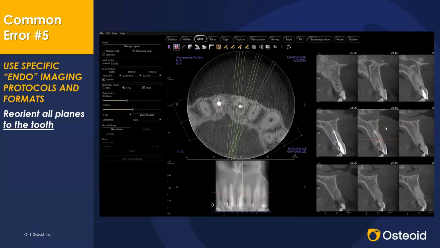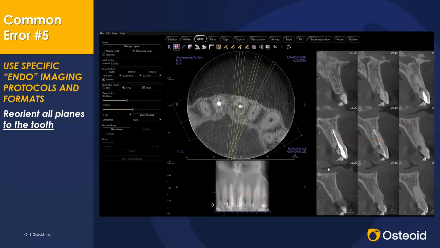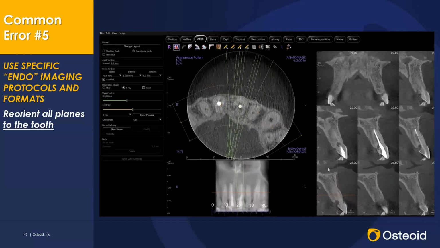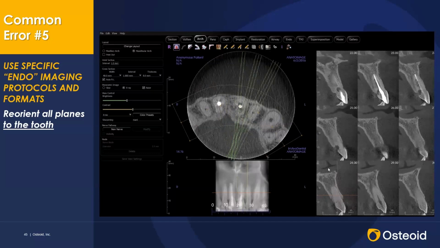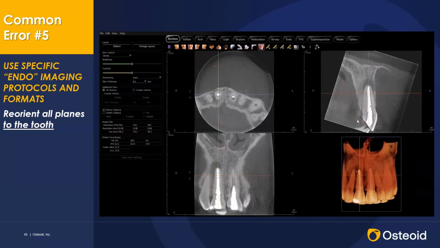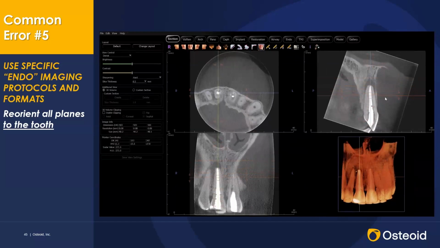And the problem with that is if you look at the axial image on the top left, many of these cross-sectional images that we're seeing on the right are not exactly perpendicular to the tooth. And that results in what we would refer to as parallax error. So on all patients for root canal treatment, we will adjust all of the planes to be perpendicular.